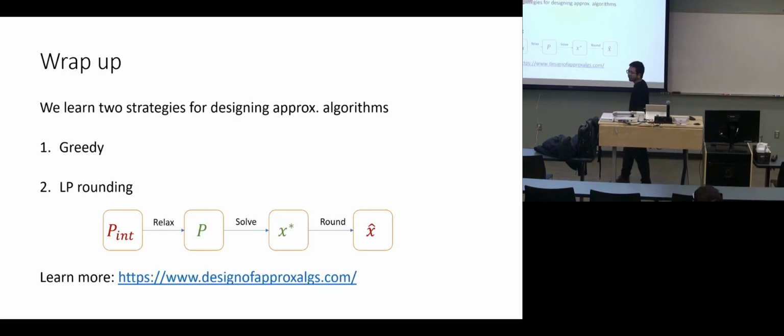Okay, let me wrap up. What we saw today is two strategies for designing approximation algorithms. One is greedy, kind of ad hoc, but very simple. And one is a super generic way to get an approximation algorithm. It's called LP rounding: just start with the IP, relax to LP, solve it, and round it. It's very generic.